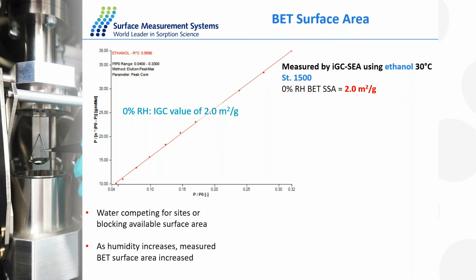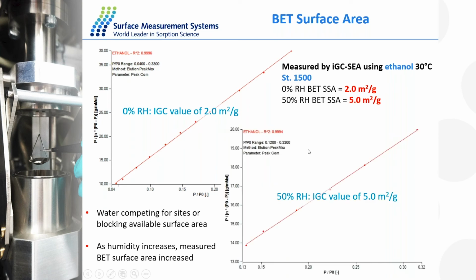So I'm just going to show you the results for our BET surface area. In this case, we have our partially gelatinized starch sample, at 0% relative humidity. And the probe we've used is ethanol at 30 degrees Celsius. So we obtained a BET value of 2 meters squared per gram. So when we introduce humidity, in this case 50% humidity, we have water starting to compete for the sites which are blocked.